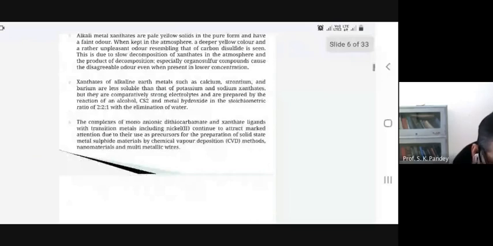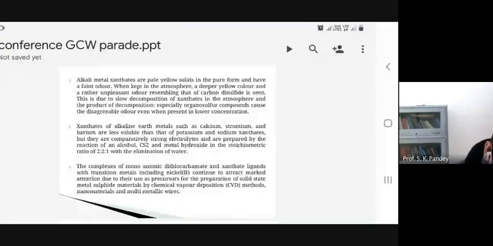Alkali metal xanthates are pale yellow solids in the pure form and have a faint odor. When kept in the atmosphere, a deep yellow color and an unpleasant odor resembling that of carbon disulfide is seen, which is due to the slow decomposition of xanthate in the atmosphere, and the products of decomposition, especially organosulfur compounds, cause the disagreeable odor. Xanthates of alkaline earth metals are also known, and they are prepared by the reaction of alcohol, carbon disulfide, and the metal hydroxide in the stoichiometric ratio of 2:2:1 with elimination of water.